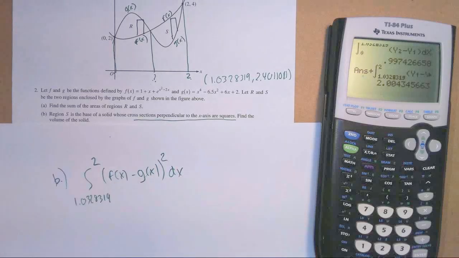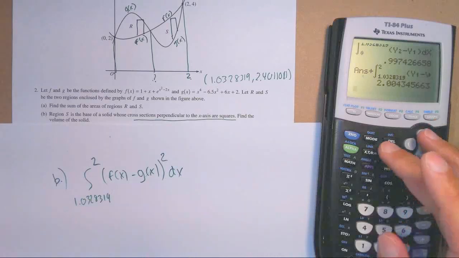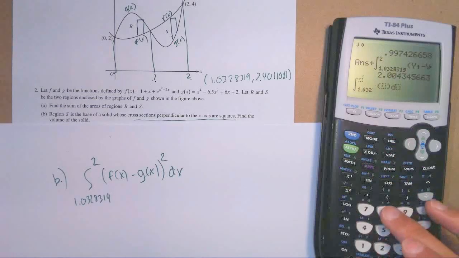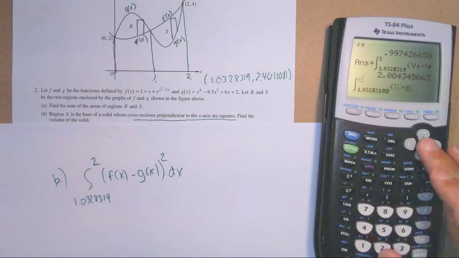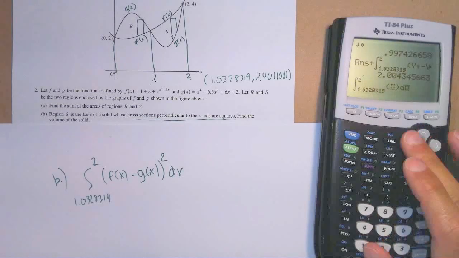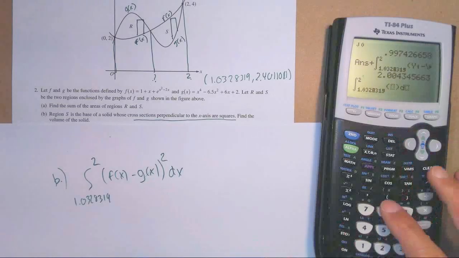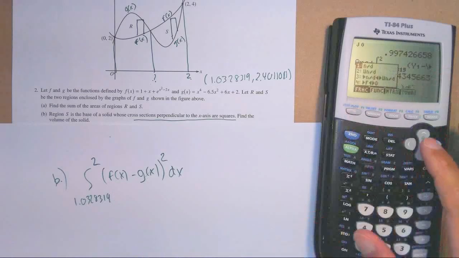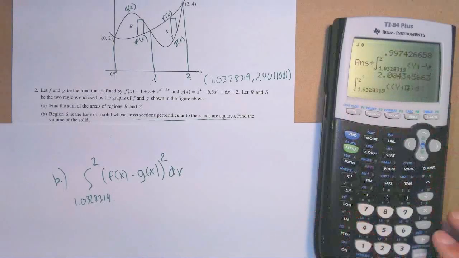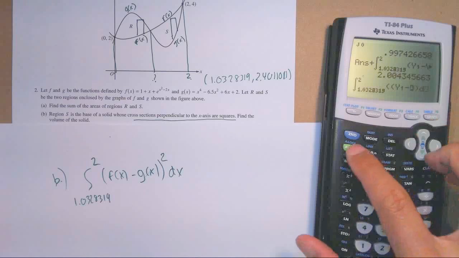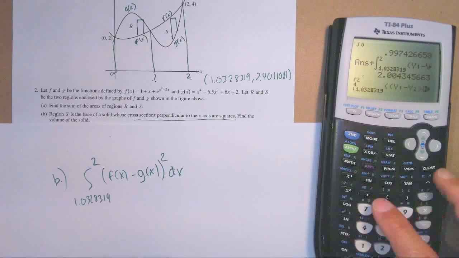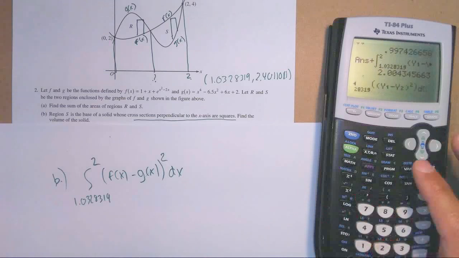So then your next step is just plug this in. So once again, go to math, number 9, set up an integral, 1.0328319 all the way to 2. Now because we have to square this, you have to put an extra parentheses. Remember, f of x. What's f of x? y1. So go to alpha, y equals, trace, y1 minus y2, alpha, y equals, trace, y2, and then you're going to close it, then square it, and then that's pretty much dx.